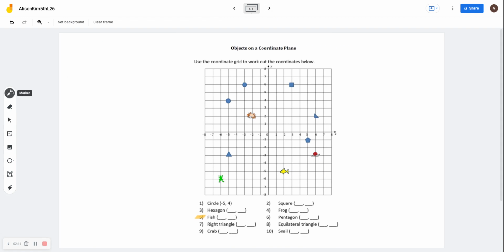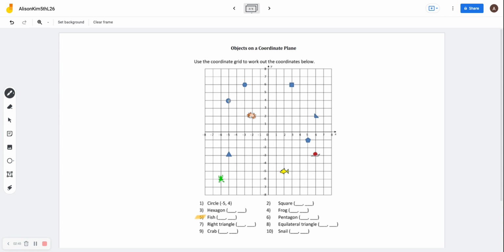Next, we're going to be working with coordinate planes. For this one, I think number 1 is an example. It's a circle, so we look for the circle, and we see the circle's right here. This horizontal line right here will be your x value, or your x-axis. And then this vertical line right here will be your y values, or y-axis.